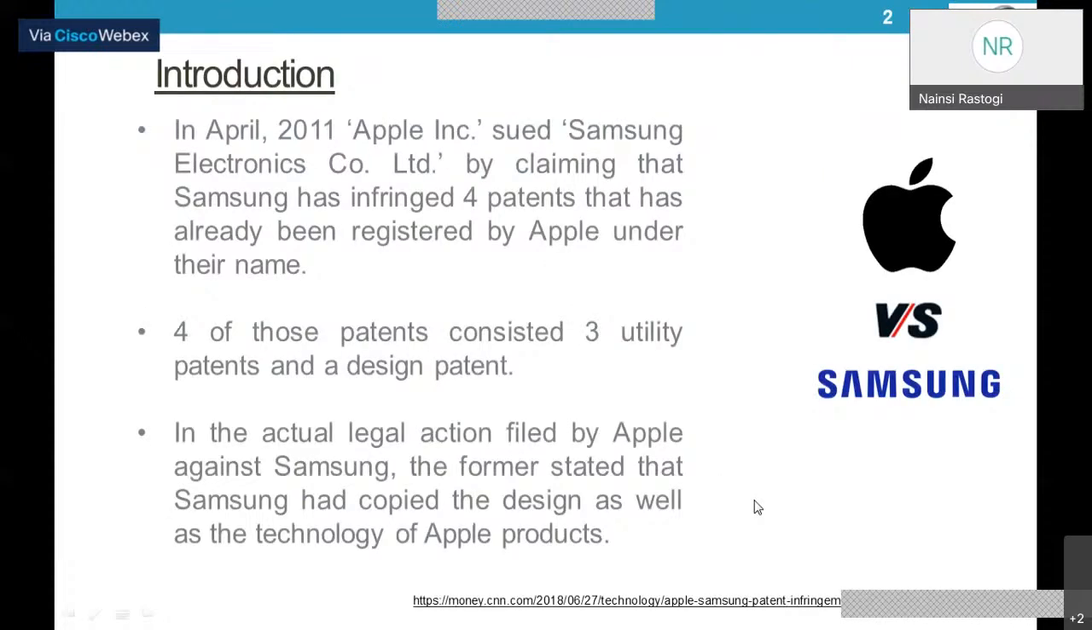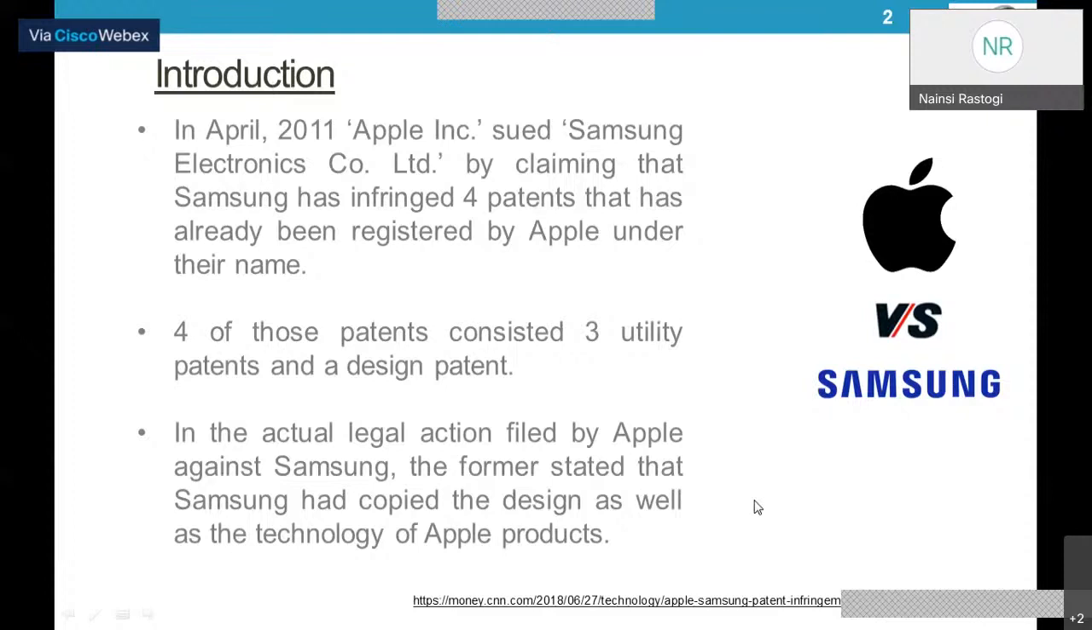The case started in 2011 when Apple sued Samsung Electronics, claiming that Samsung had infringed four of its patents. Those four patents were related to the screen of the Apple phone and the screen of Apple tablets, which we call the iPhone or iPad. So this is basically about the screen type, the screen design.